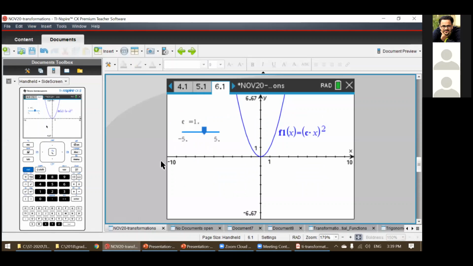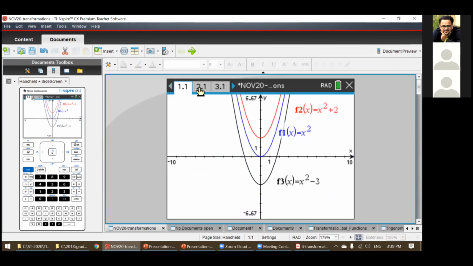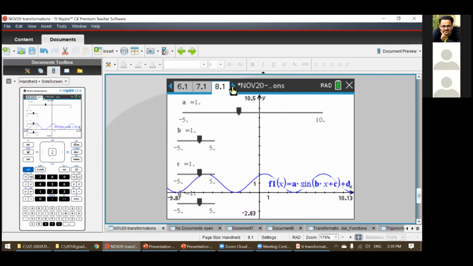So I had done a bit earlier, and you can see, one second. Here A is 1, B is 1, C is 1, and D, of course, is negative 1. And hence the graph has gotten translated. You can see that you get all the sliders towards one end, and then you can just right click on it and move it along.